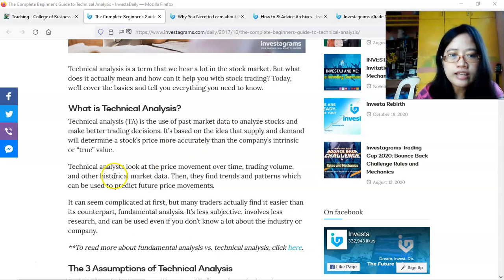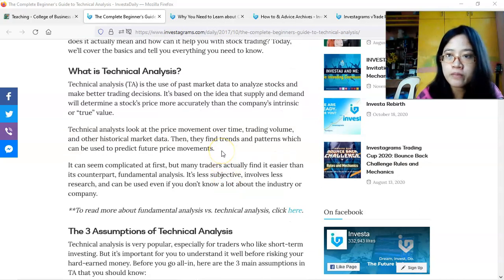Okay? So, yung technical analysts, they look at the price movement over time. Okay? Price movement, isa yon. Secondly, yung trading volume. Gaano karaming stocks ang nagpapalit ng kamay. Kumbaga, transaction volume. Ilang beses nagkaroon ng buy and sell transactions. Kasi doon mo malalaman kung very active ba yung market nung stocks na yon. Na kapag binili mo ba siya ngayon, later on, gaano kadali para sa'yo na maibenta din siya.